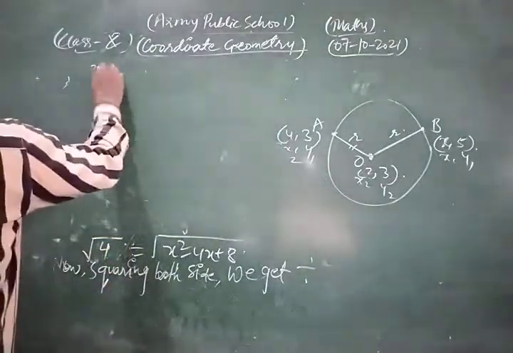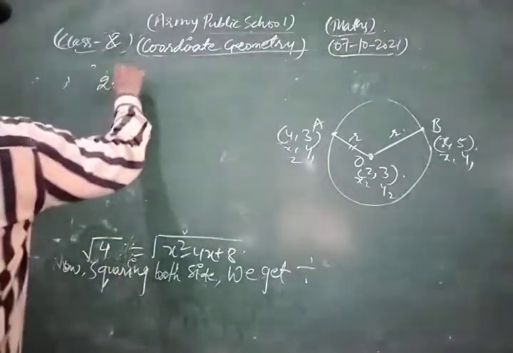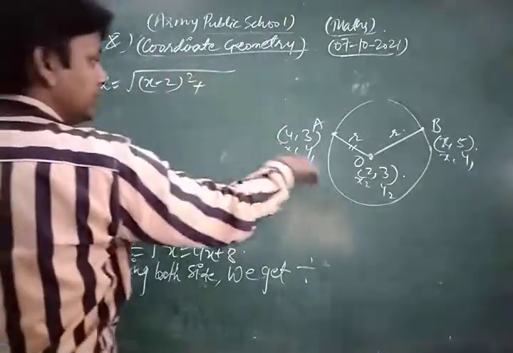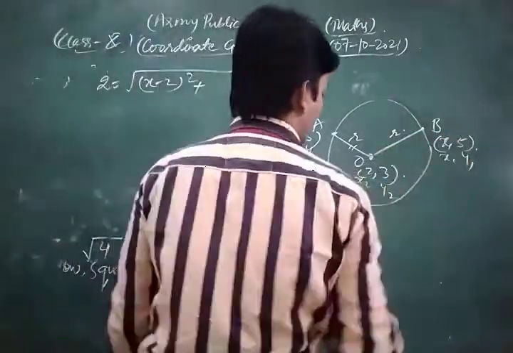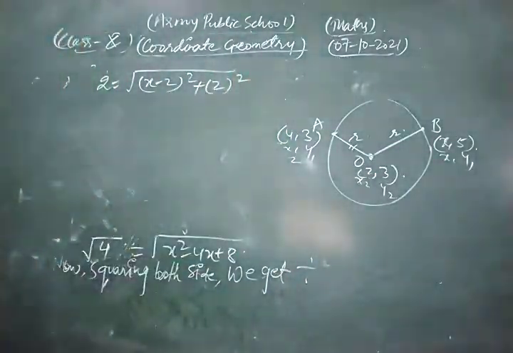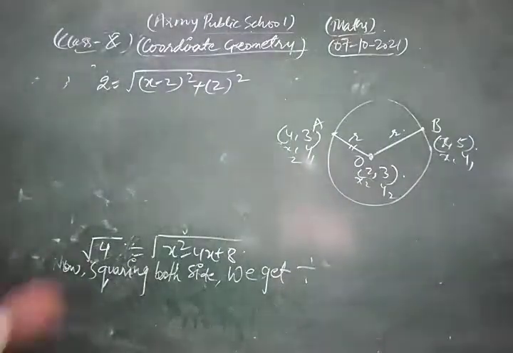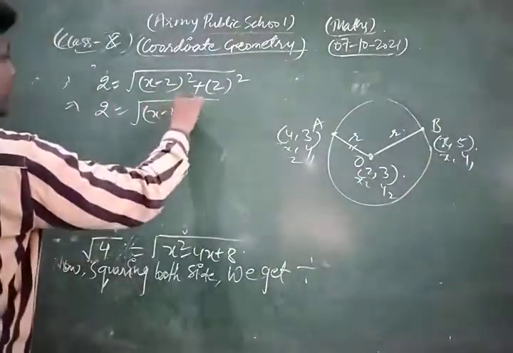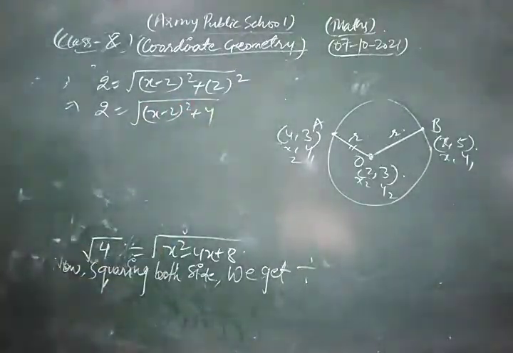We have 4 under square root, this is 2, and on that side this is (x minus 2) whole square plus, this is what? This is 5 minus 3, that is 2 whole square. So we get 2 is equal to the square root of (x minus 2) whole square plus 2 to the power 4, right?